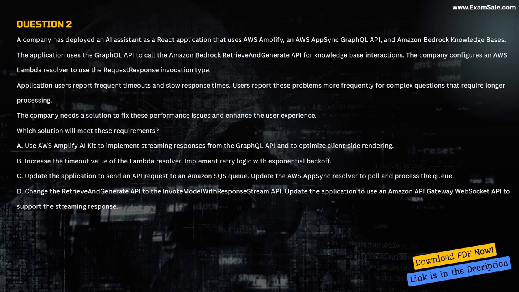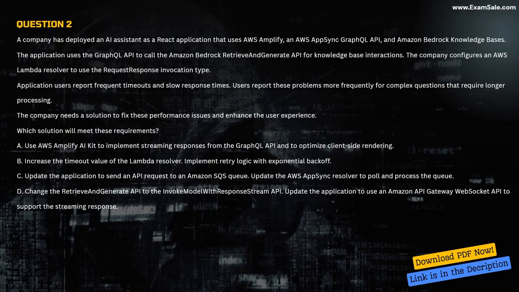A. Use AWS Amplify AI Kit to implement streaming responses from the GraphQL API and to optimize client-side rendering. B. Increase the timeout value of the Lambda resolver. Implement retry logic with exponential backoff.